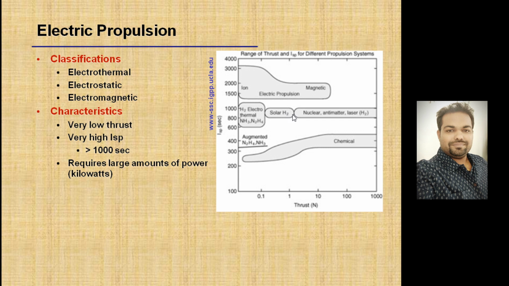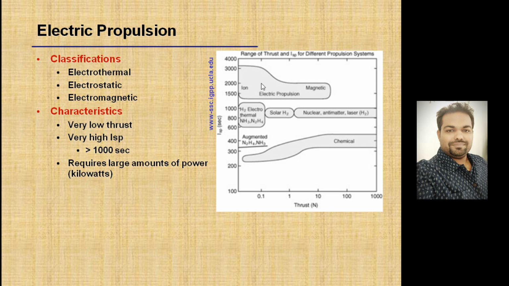If you are using solar and nuclear, antimatter, laser, H2 electrothermal rockets, in that case you can have a specific impulse of around 1000 seconds, and with reasonable thrust as well. But if you are going for advanced propulsion like electric propulsion, magnetic, and ion, specific impulse is more, but thrust is less. Thrust produced is very, very little. You look at only 10 Newton of thrust maximum that can be generated with this.